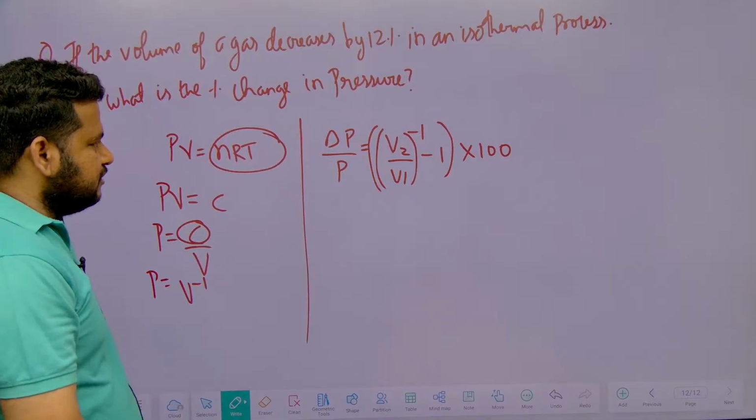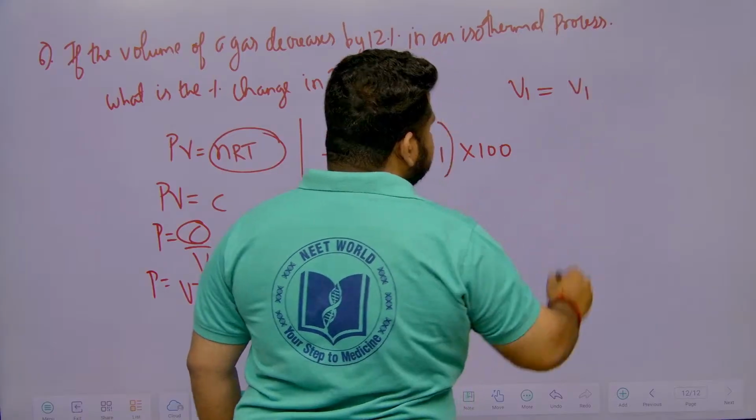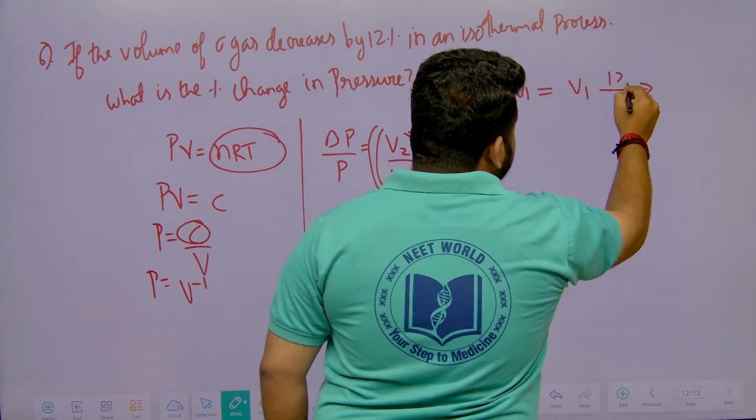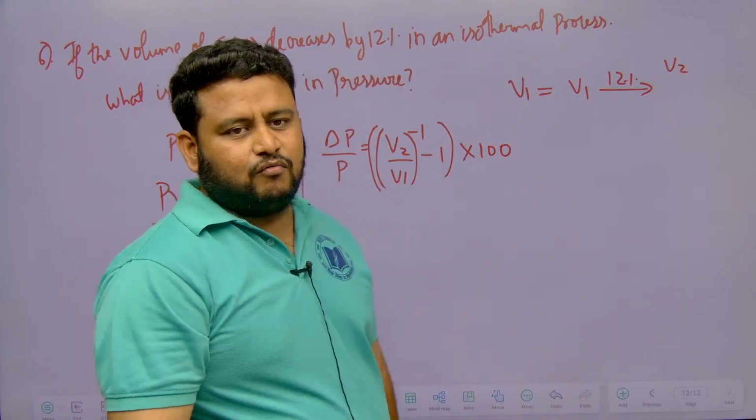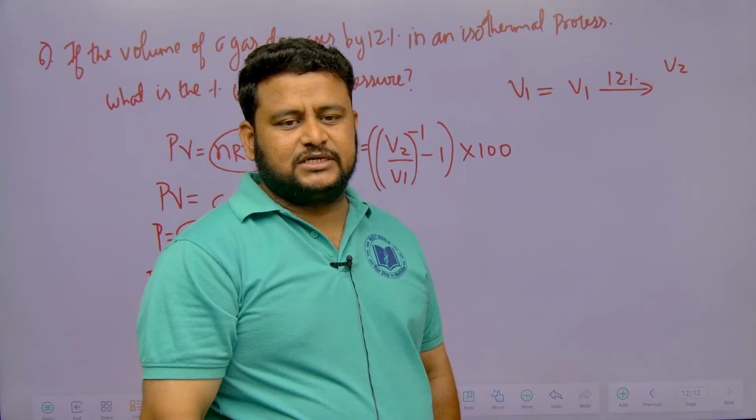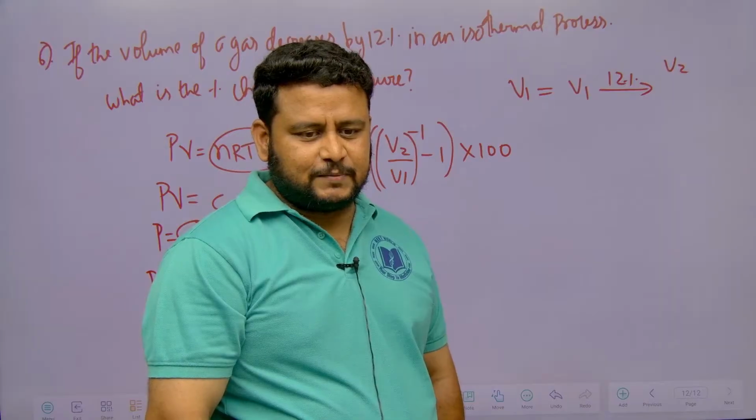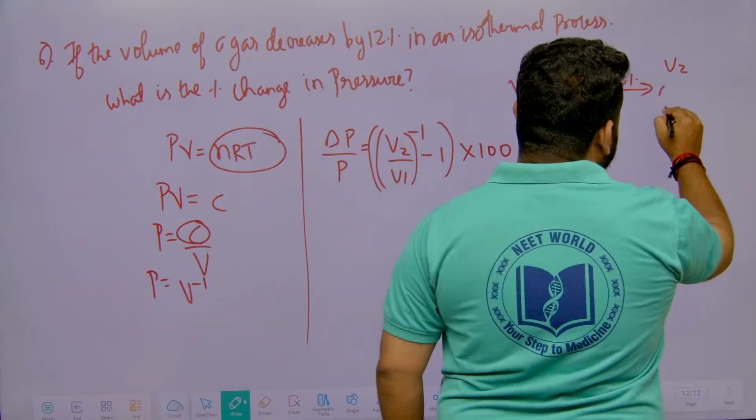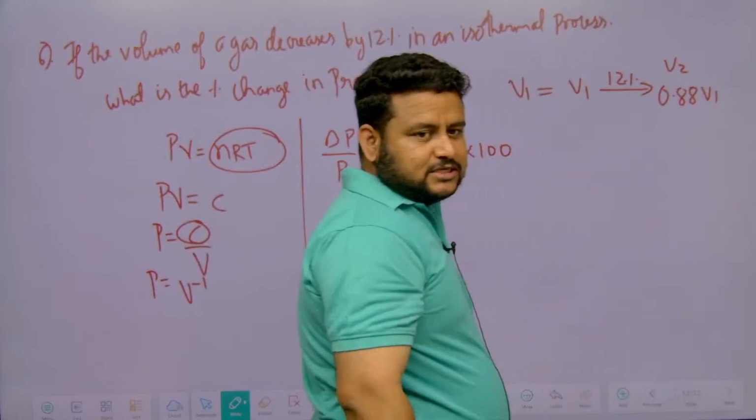Now see here. Let me take V1 as V1 only, and they are telling 12% decrease. V2 is a 12% decrease. 12% decrease means 1 minus 0.12, that is 0.88. 10% decrease means 0.9. 12% decrease means 0.88. If you still have doubt, you can ask me. So V2 is 0.88 times V1.